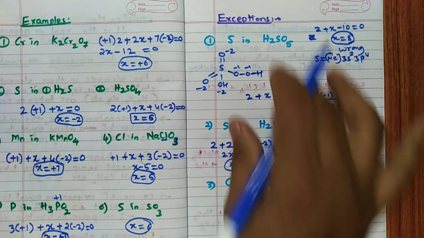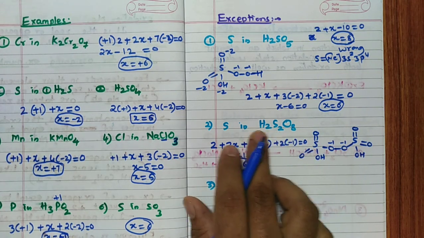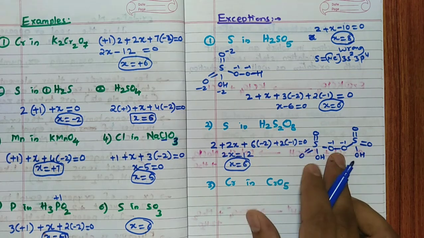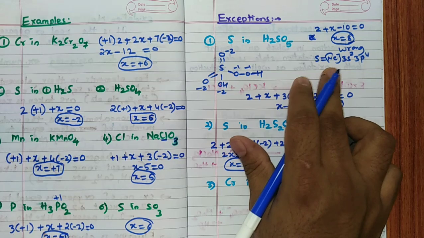So in such cases, you have to know the structure. If you calculate directly, you will get 2 plus 2x minus 16 equal to 0, x is equal to plus 7 for S. Plus 7 is not possible once again. This is the reason, remember.